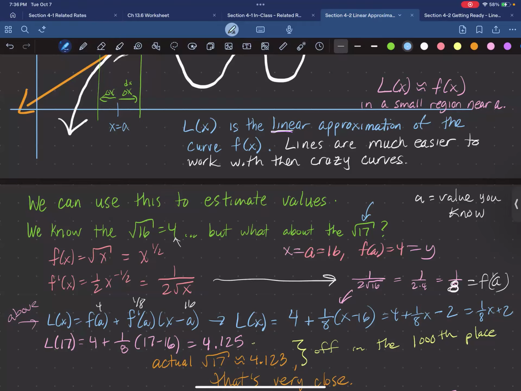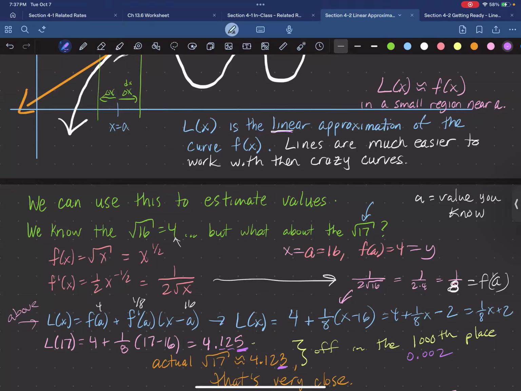So we got 4.125. The actual value of the square root of 17 is 4.123. We are literally off only in the thousandths place. Tenths, hundredths, thousandths. And it's not even by a lot. A whole 0.002 off. That's pretty close. And 17 is like a full number away from 16. So 17 is not that close.